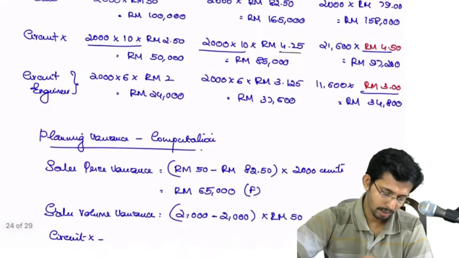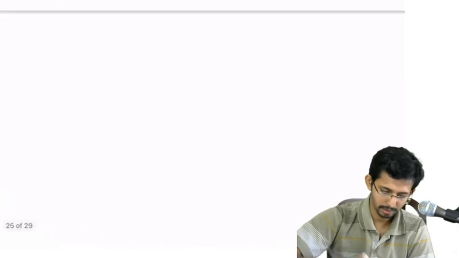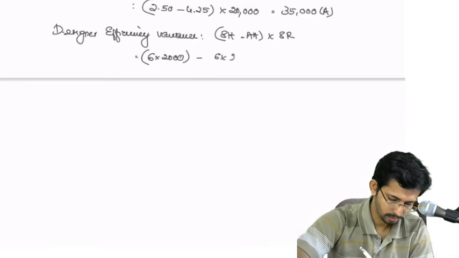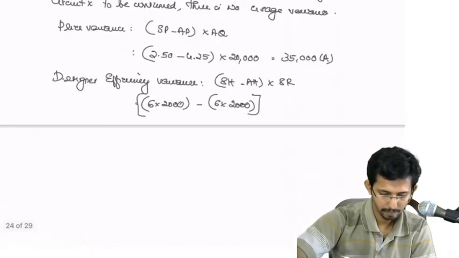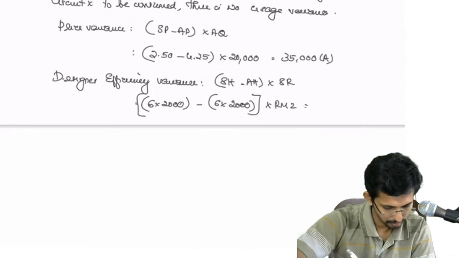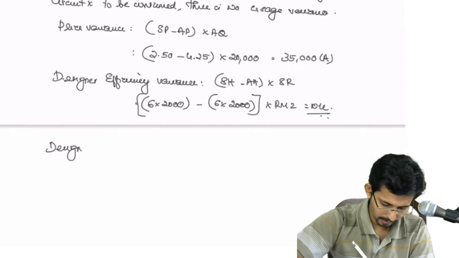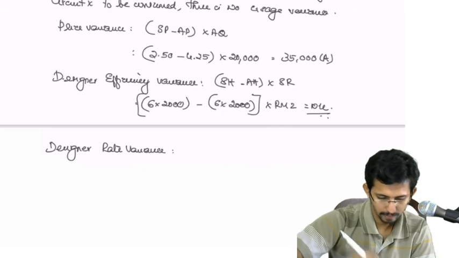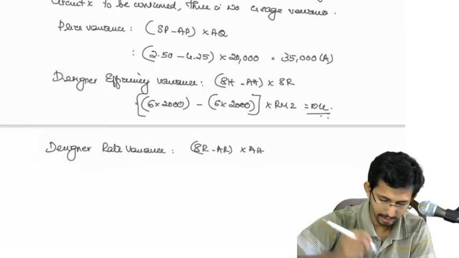Okay. What about actual hours as per the revised budget? It is also the same, 2000 into 600. So, and what is SR? Standard rate is RM2. Nil. Now designer rate variance: SR minus AR into AH.